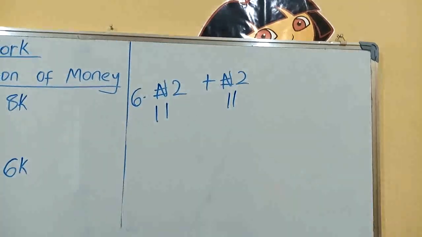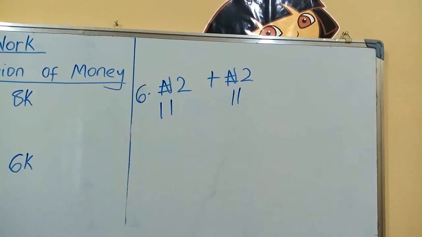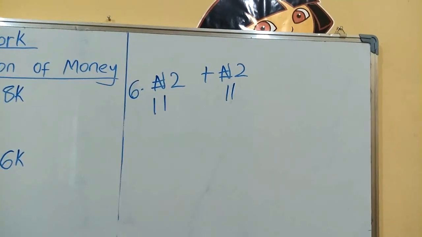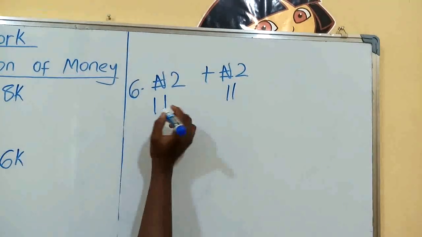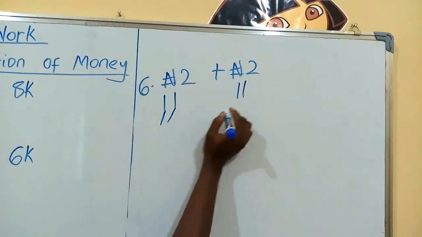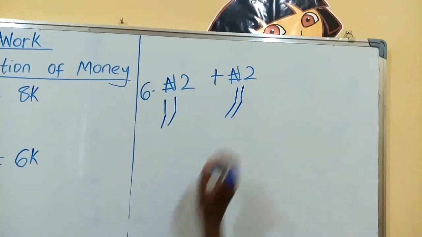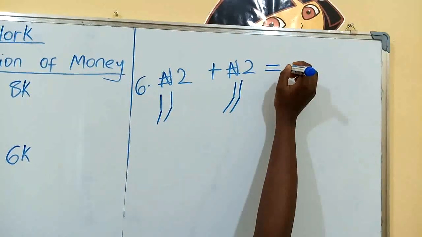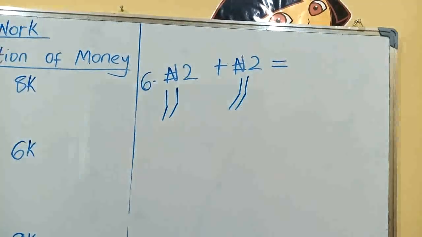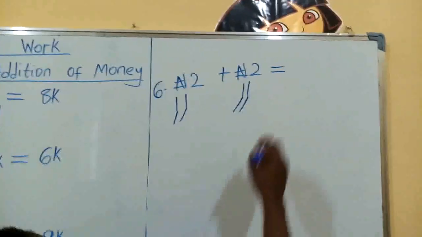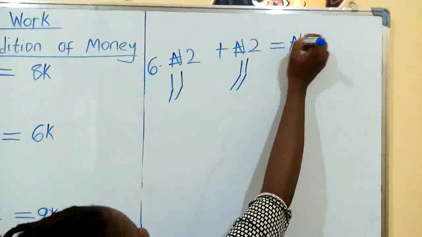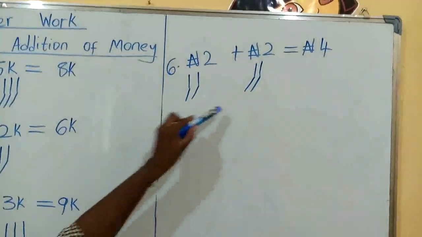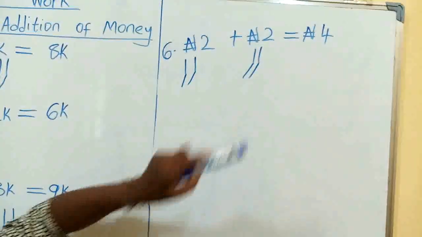1, 2. After counting 2, what will we do? We add the numbers together. Let's add. 1, 2, 3, 4. The answer is what? 4. Will we write the 4 before the naira? No. We write naira 4. So the answer is what? 4 naira. Okay, now do this one.